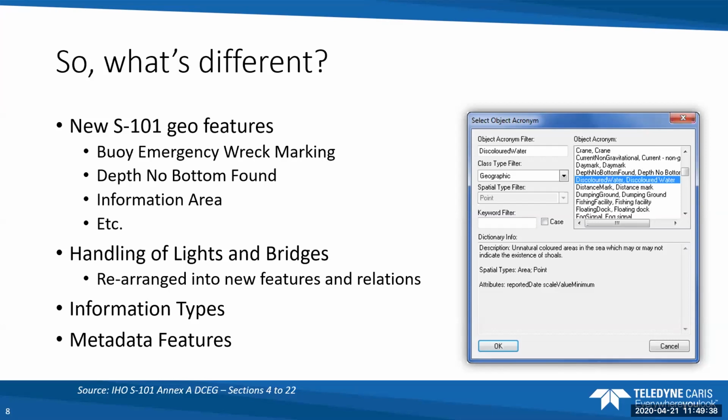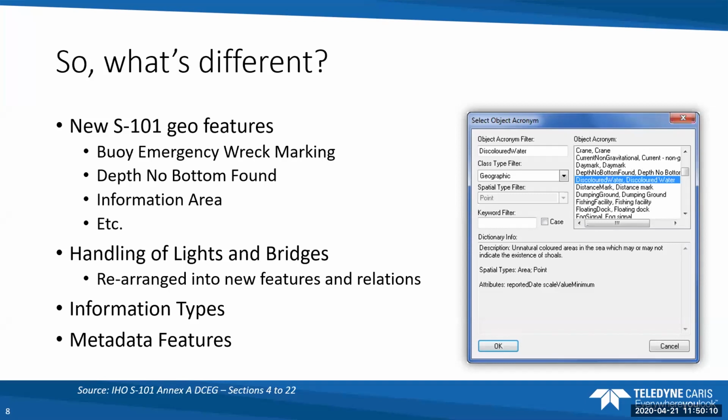Handling of lights and bridges is another thing that is very different with S101. Lights have been broken into many light categories, so different feature classes, in other words. And for bridges, according to whether you're over navigable water or over non-navigable water, the rules have been modified. So the encoding is different, and you will have to learn those rules.